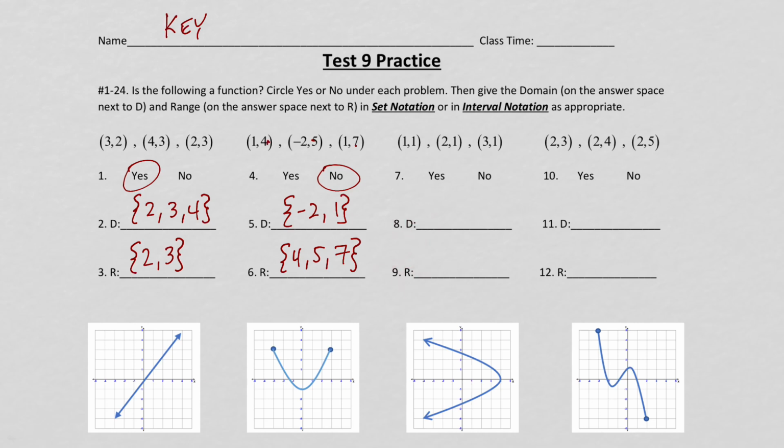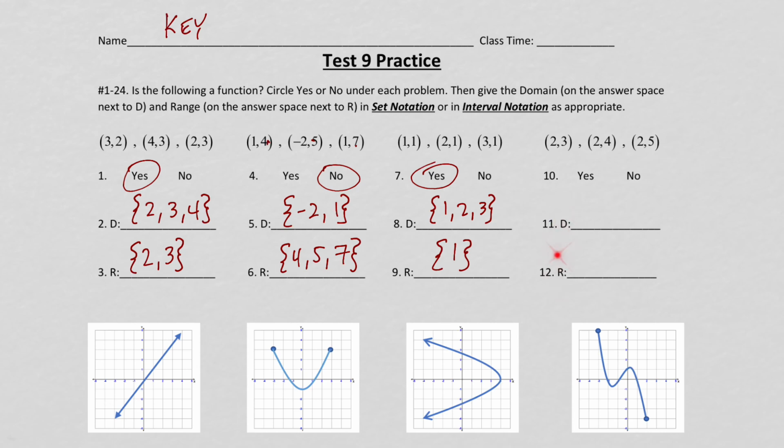Let's do the domain and range first. The domain is the collection of all the x values. So the domain is 1, 2, and 3. The range is a collection of all the y values, so just 1. This is a function, and we know it's a function because all of the domain values are unique. So if all the domain values are unique, it has to be a function.